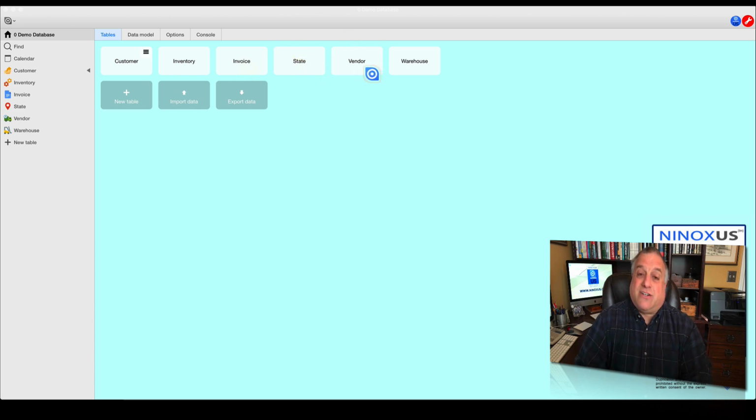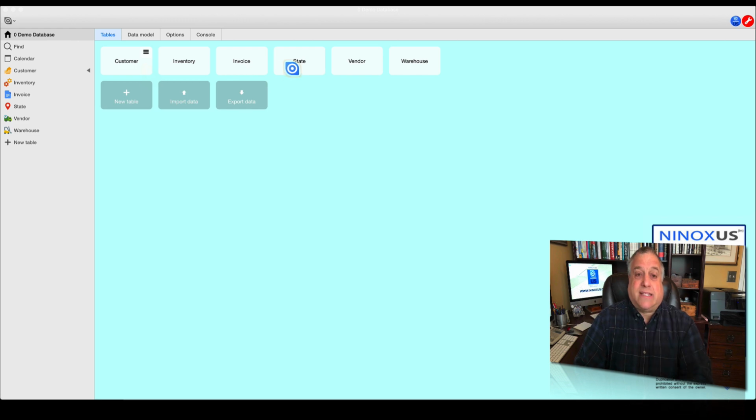Finally, we have our vendor table. This is the company or the groups that supply us with our inventory. They sell it to us, we track it in inventory, and it stays in our inventory until we eventually sell it to our customer. We have warehouses. This is where we store the inventory that we purchase from our vendors, and this is where it physically remains, again, until it is sold by virtue of an invoice to a customer.